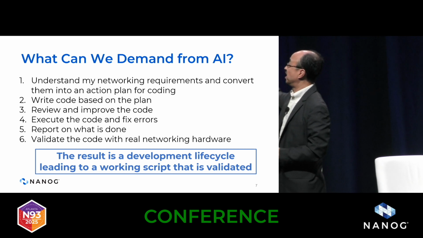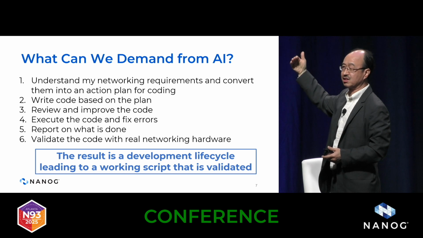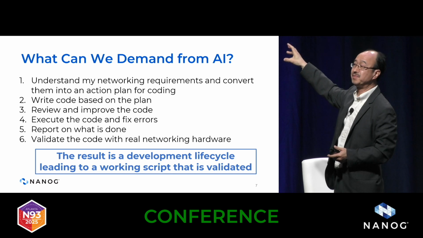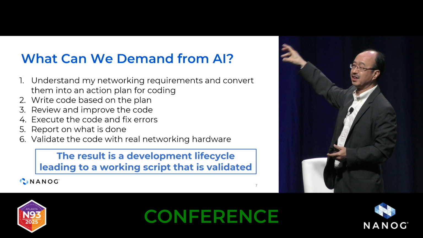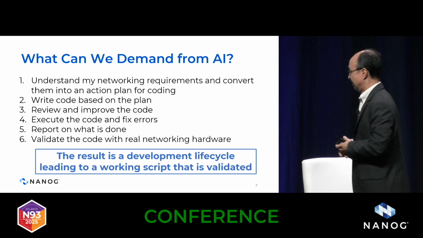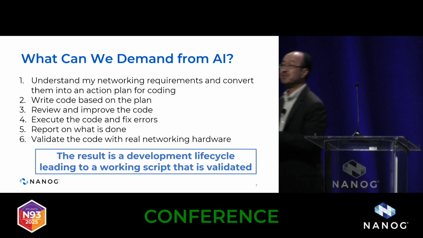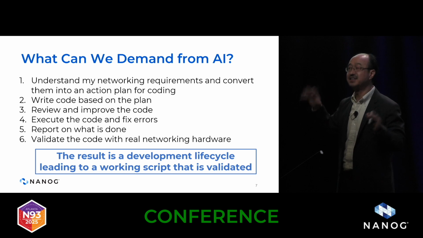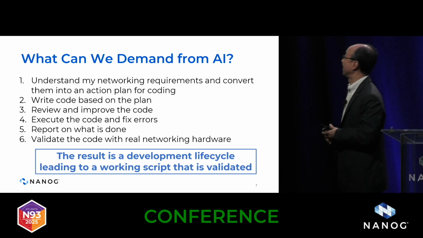We're going to ask AI to understand my networking requirement. The keyword is my networking requirement. And convert it into some kind of action, a plan, and convert that into code, right? That's what we're really trying to do. Second is write code based on that plan. Once you have a plan, you want to make sure AI writes out the code. Not me, not us, not humans. AI does the heavy duty, writing that code out.